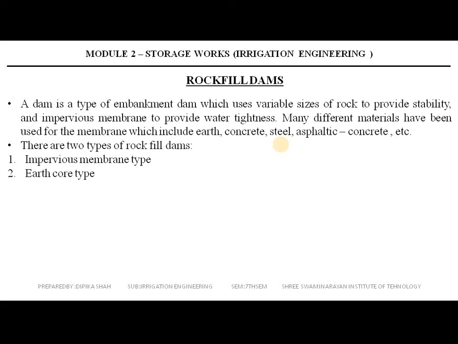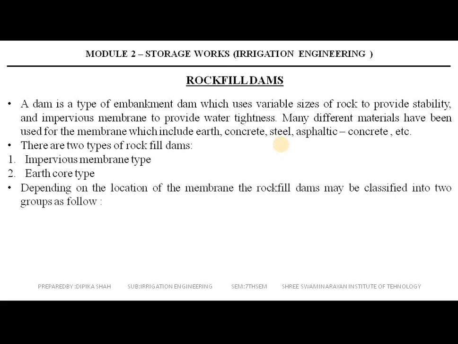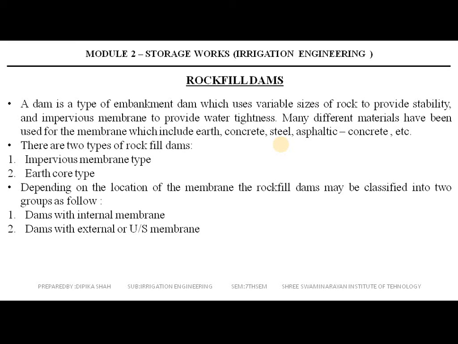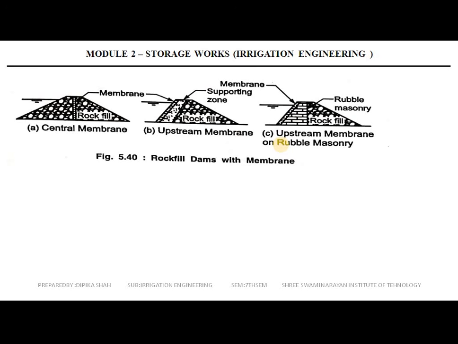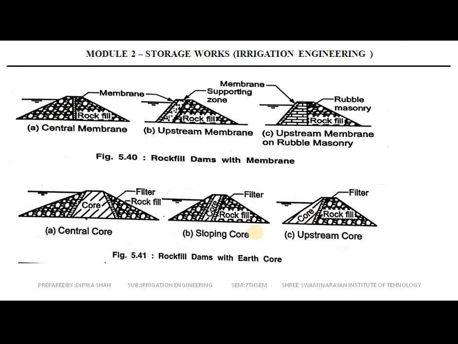So there are two types of rock fill dam. First one is the impervious membrane type, and the second one is the earth core type. Depending on the location of the membrane, the rock fill dams may be classified into two groups. First is a dam with an internal membrane, and second one is a dam with an external or upstream membrane. So we will see both the types.